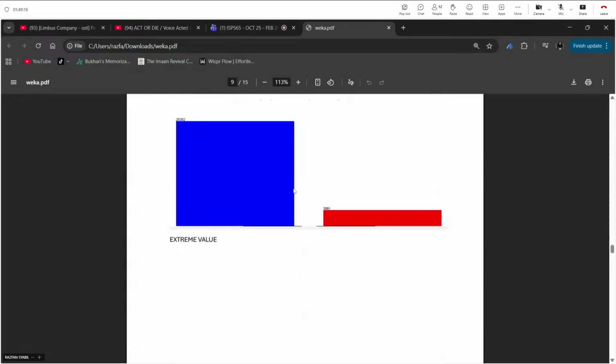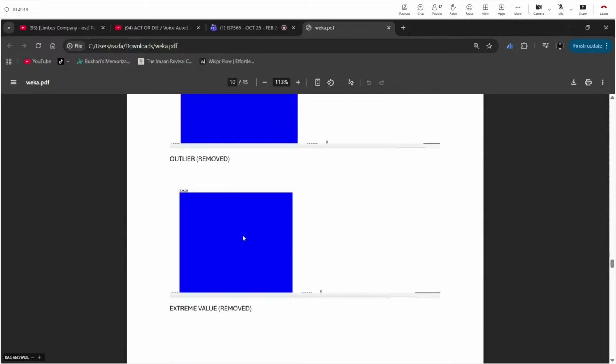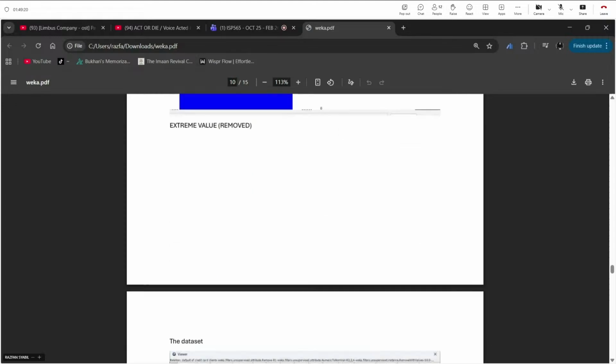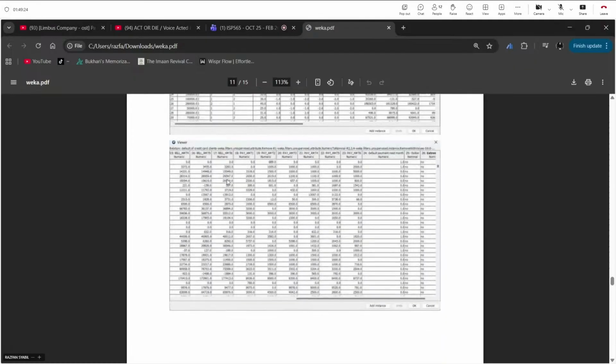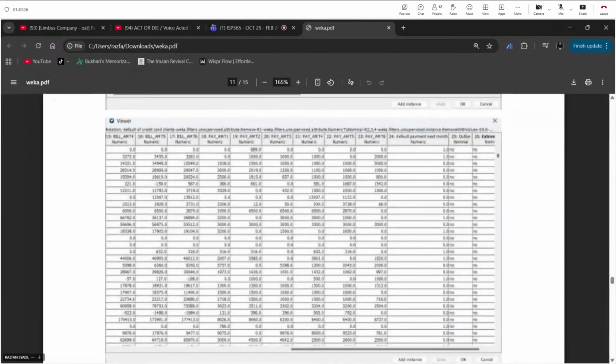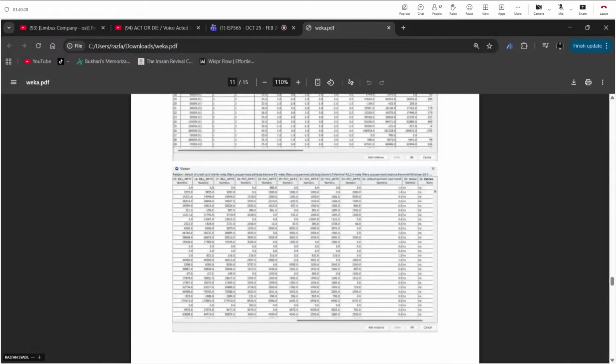Okay. This is before, this is after. For outlier, and this is for extreme value. Okay. So this is the data set. After we clean it, we can zoom it. We may take a better picture after this.